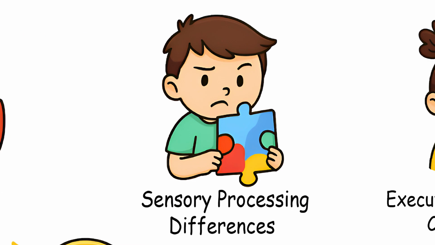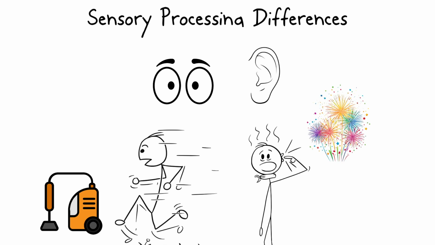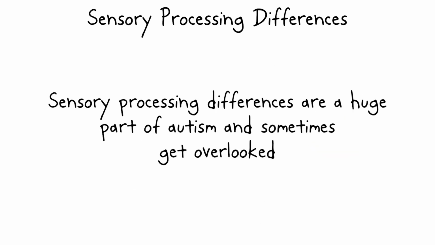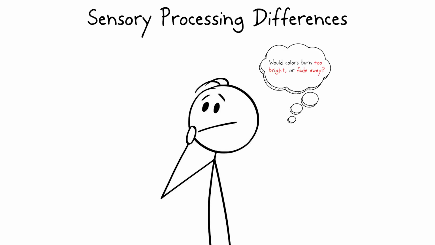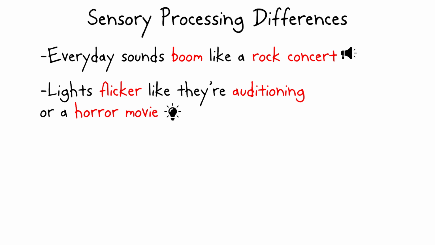Sensory processing differences. You've probably seen or heard someone jump when a vacuum roars or cover their ears at fireworks. Sensory processing differences are a huge part of autism and sometimes get overlooked. Imagine your senses cranked way up or down. Everyday sounds boom like a rock concert. Lights flicker like they're auditioning for a horror movie.